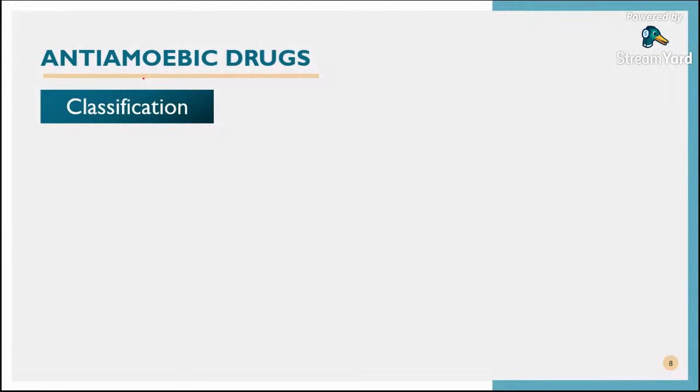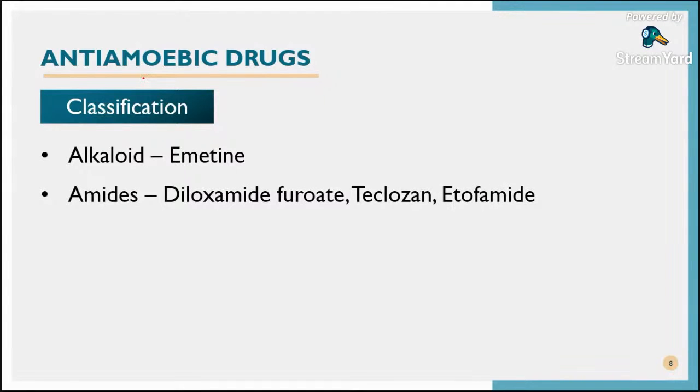Let's see the next part of today's lecture, which is the classification. Chemically, it is classified into different classes. First is the natural alkaloids. For example, emetine. Second class is the amides. First class is alkaloid. Second class is amides.